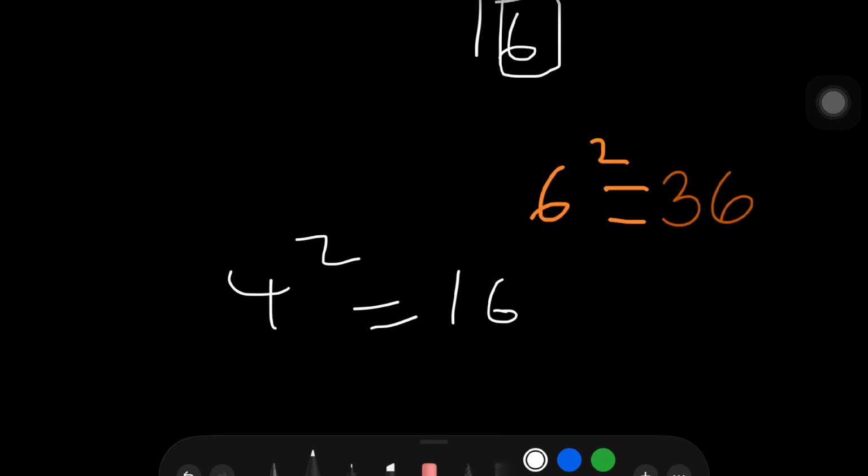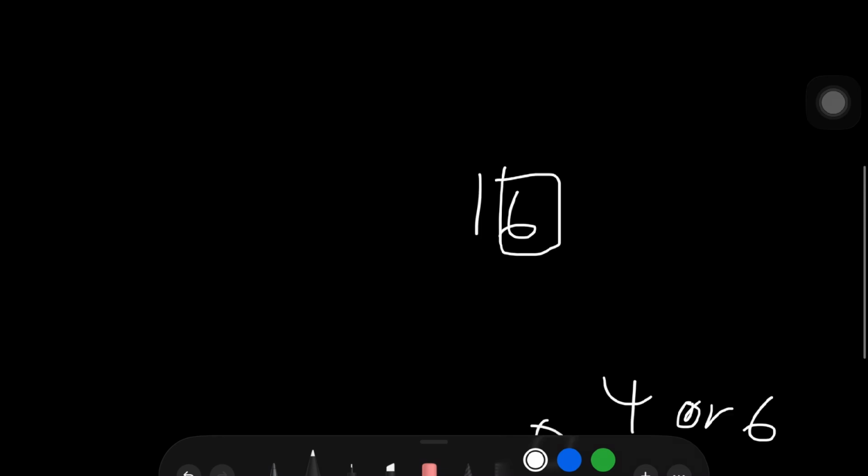We know that 4 squared is 16, and that also ends in a 6. And we have 6 squared, which is 36, and that also ends in a 6. Because we're taking the square root, that means for the ones, it's either 4 or 6. We're not sure. Now we go back to the 10th digit.